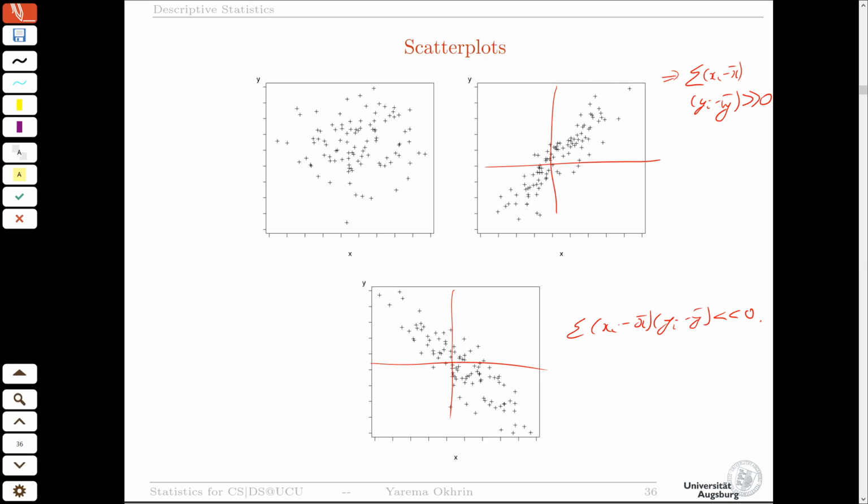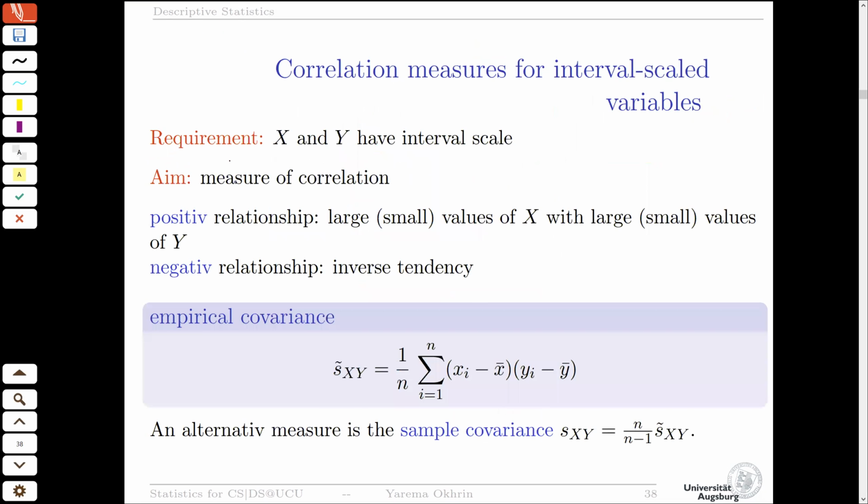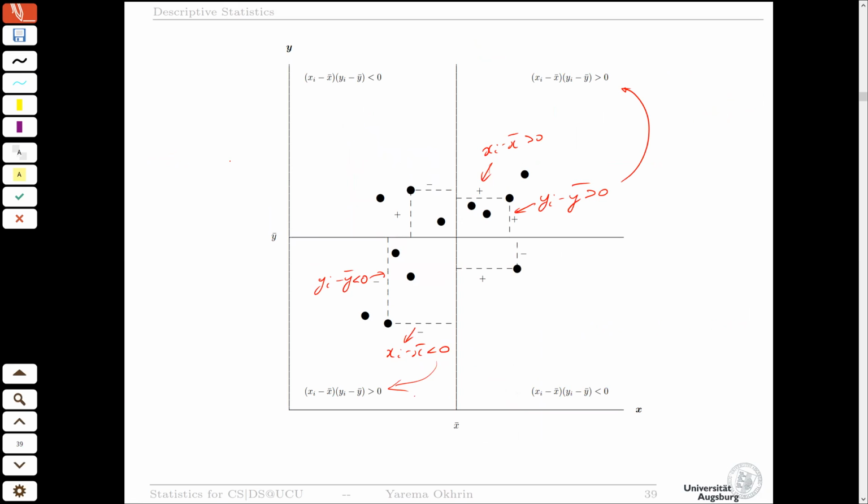What's going to be here? Here, if we put the average for x and for y, there would be some positives, there would be some negatives, but in the sum, they will probably cancel out, and the sum is going to be roughly equal to 0. So that's the motivation why the formula looks like this. This was the motivation.